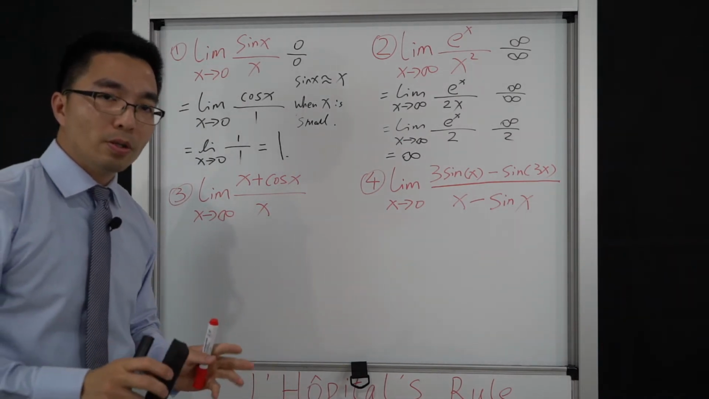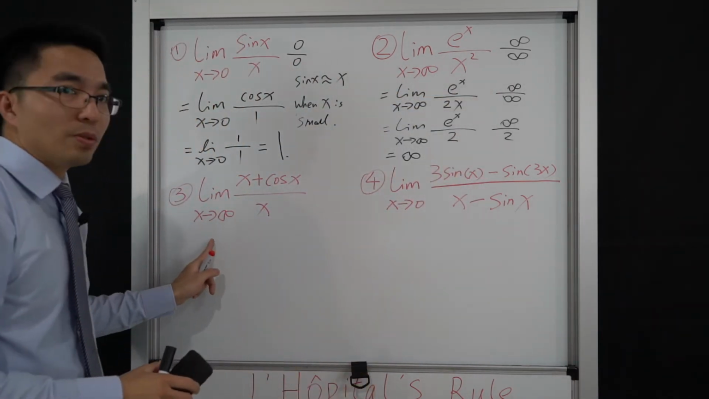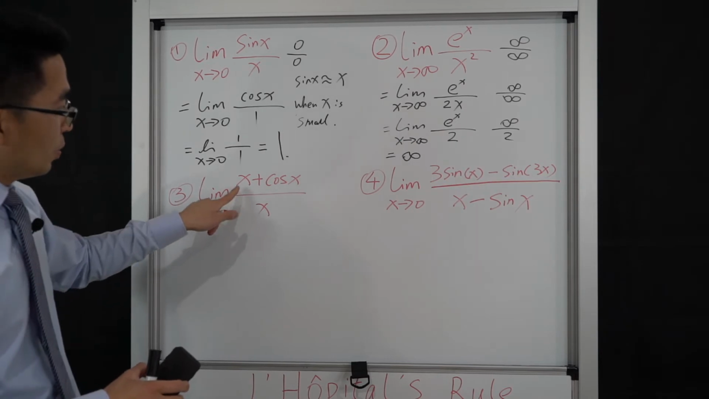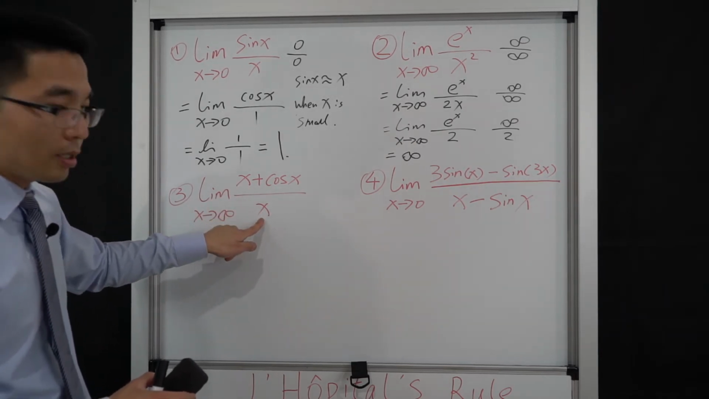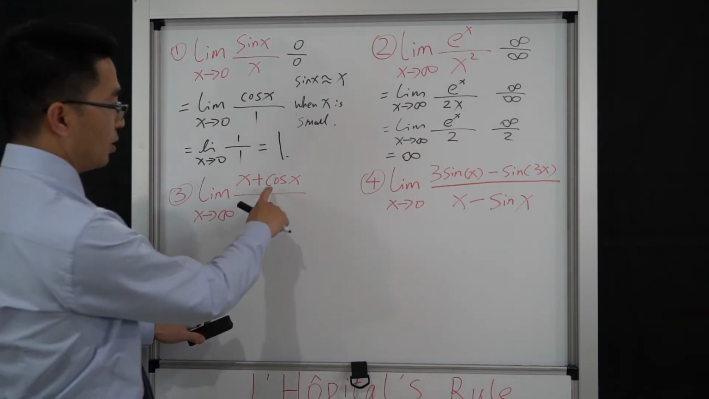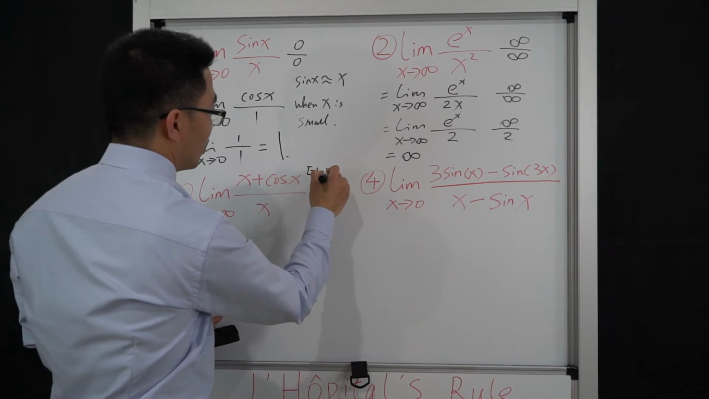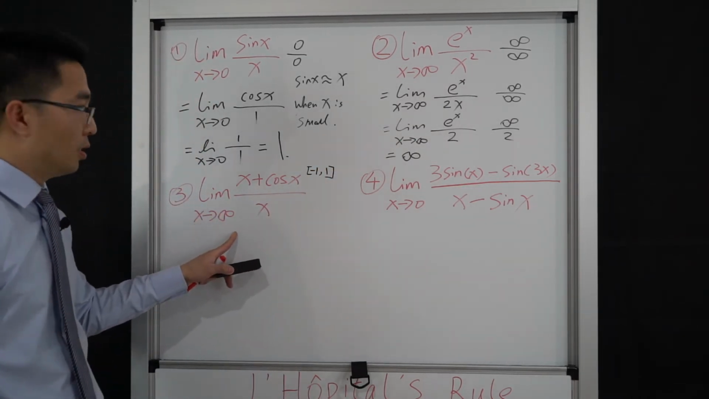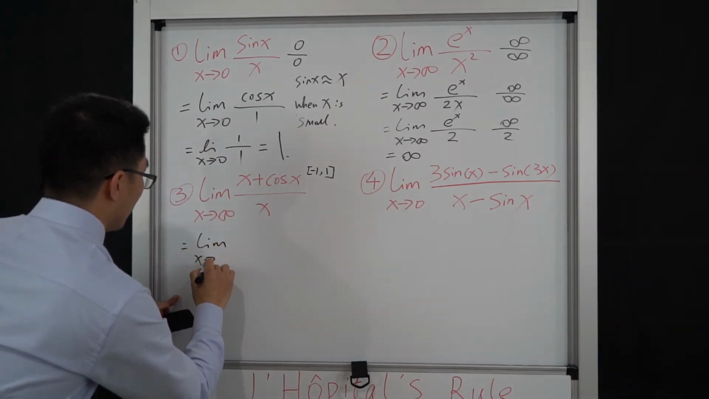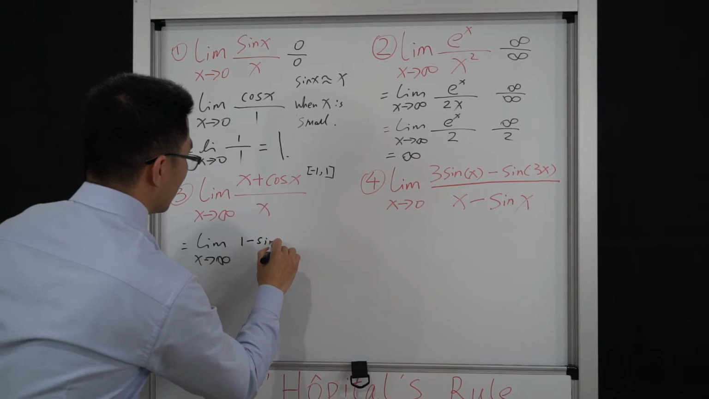L'Hopital's rule does not always work, even for these two forms. For example, in this question we can't use L'Hopital's rule. When x is approaching infinity, x approaches infinity and x plus cos x approaches infinity too, but we can't confirm the value of cos x because cos x is in a range from -1 to 1 when x goes to infinity. Even if we apply L'Hopital's rule, the derivative would be 1 minus sin x divided by 1.